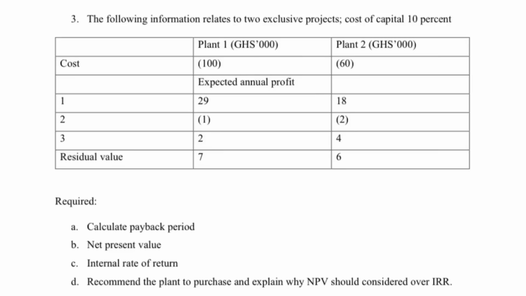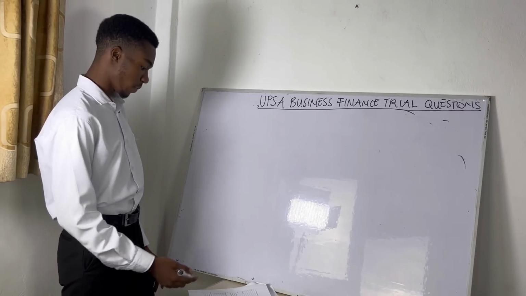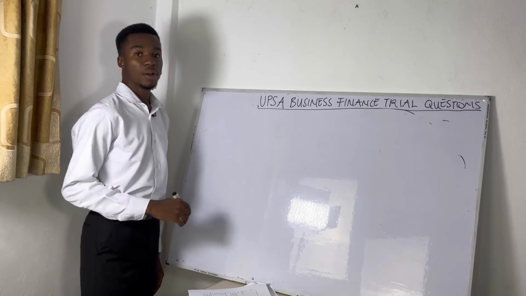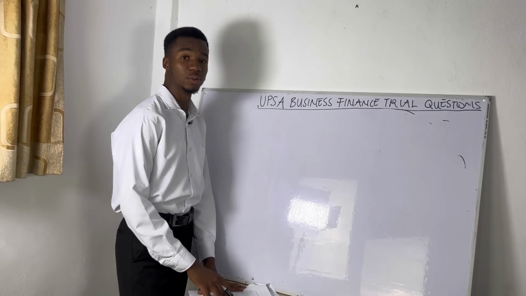Now required: calculate the payback period; B, net present value; C, internal rate of return; and D, recommend the plant to purchase and explain why NPV should be considered over IRR. All right. For most of these questions, they usually give you the cash flow. For the payback period, we would have just started. But remember, this one, they've given you the expected annual profit, and we need the cash flow.